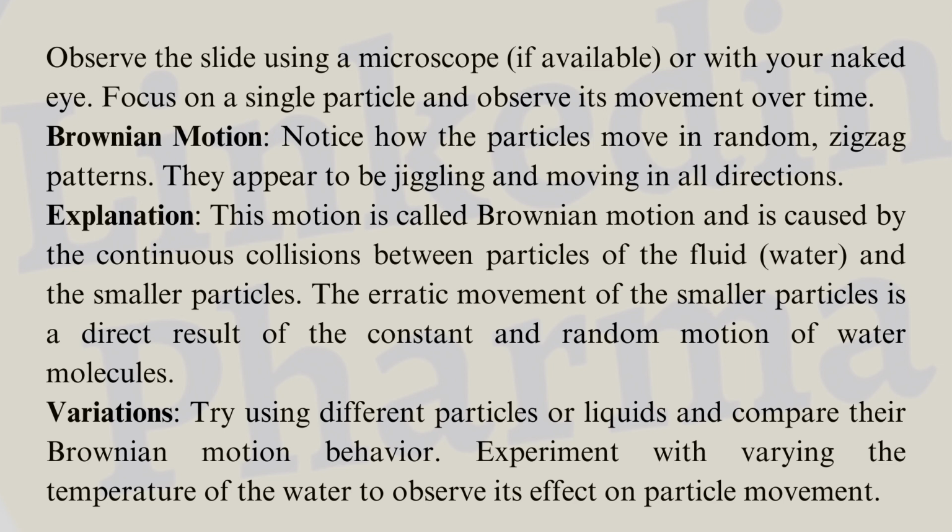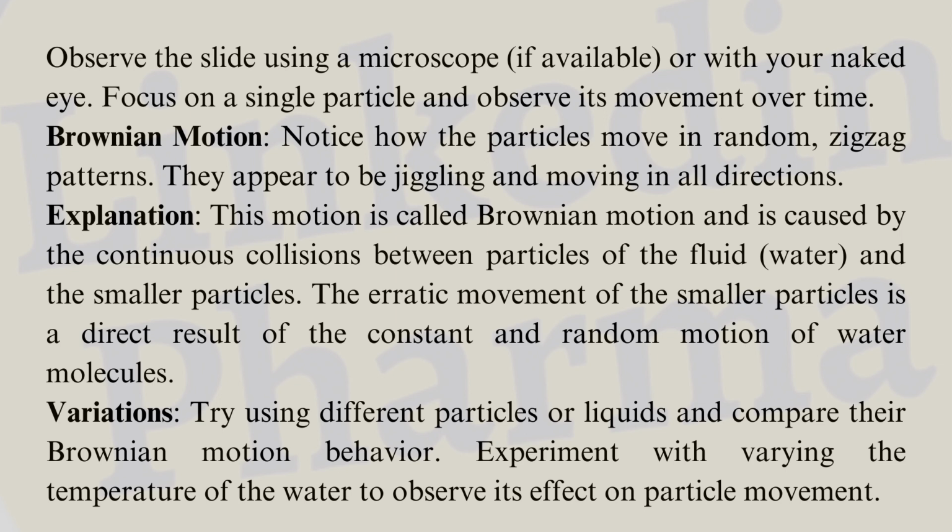3. Brownian motion. Notice how the particles move in random, zigzag patterns. They appear to be jiggling and moving in all directions. 4. Explanation. This motion is called Brownian motion and is caused by the continuous collisions between particles of the fluid, water, and the smaller particles. The erratic movement of the smaller particles is a direct result of the constant and random motion of water molecules.